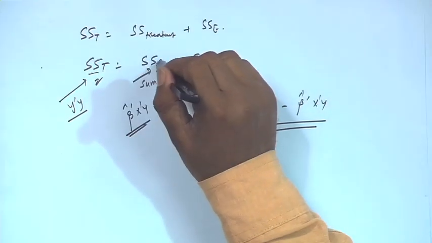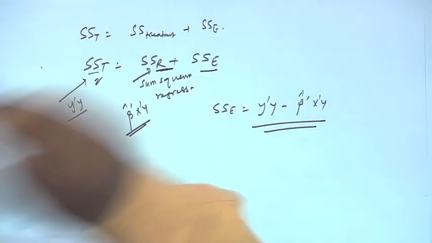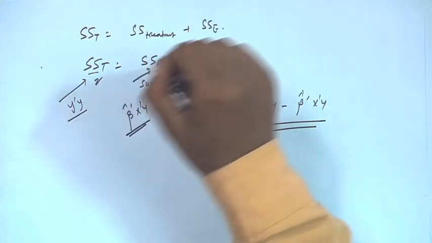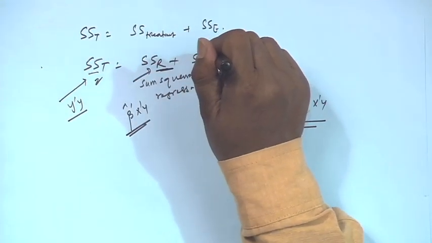It's basically some kind of duplication we have made, but whatever may be the case, please remember you will be able to compute SSR, you will be able to compute SST, and SSE also you will be able to compute from the residuals, but the other way, SST minus SSR will give you SSE.